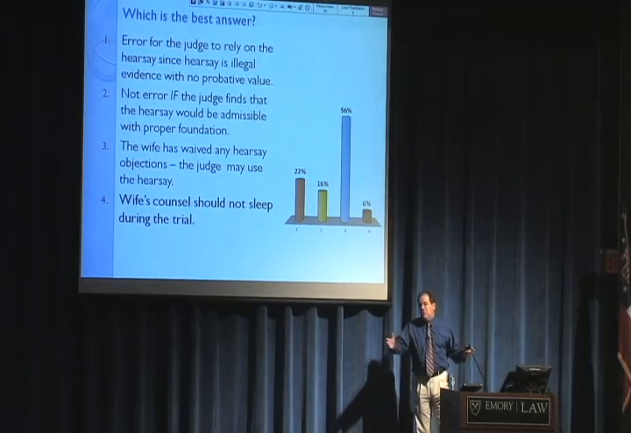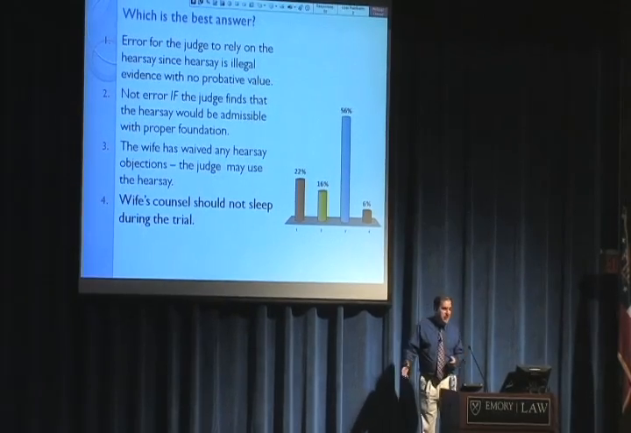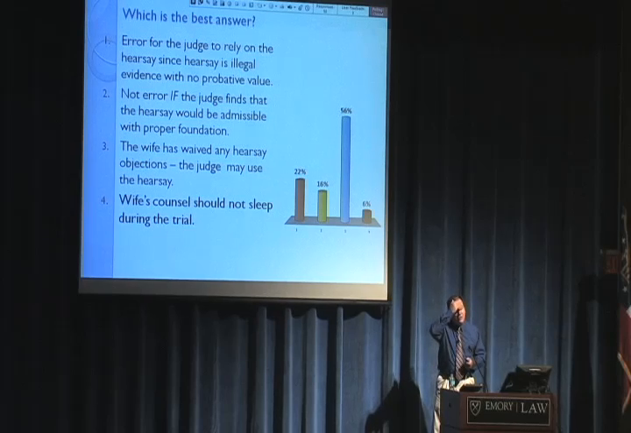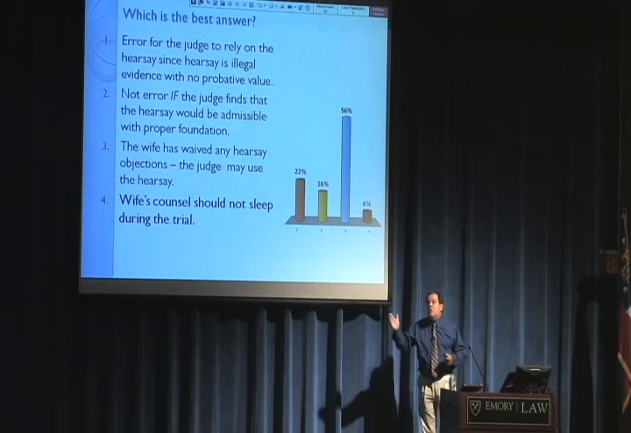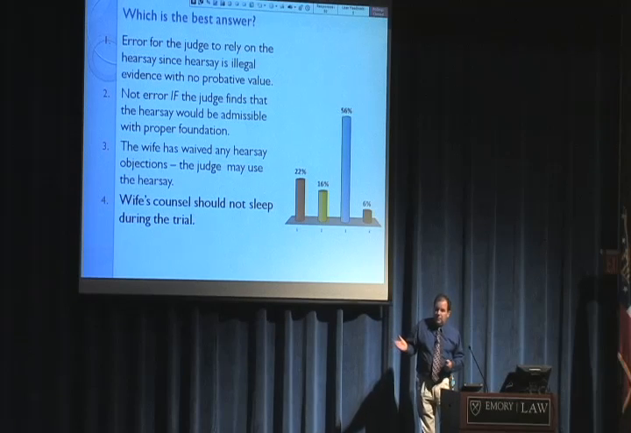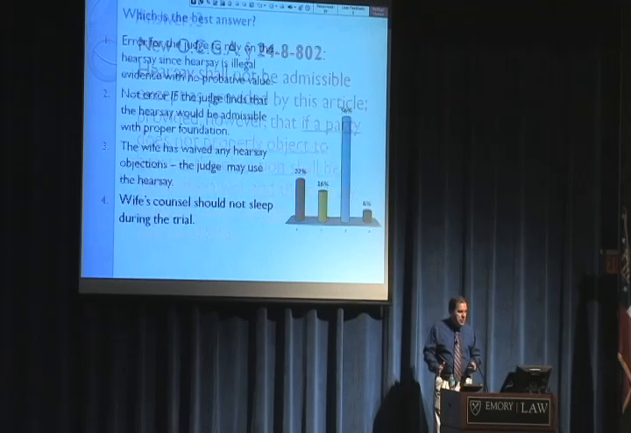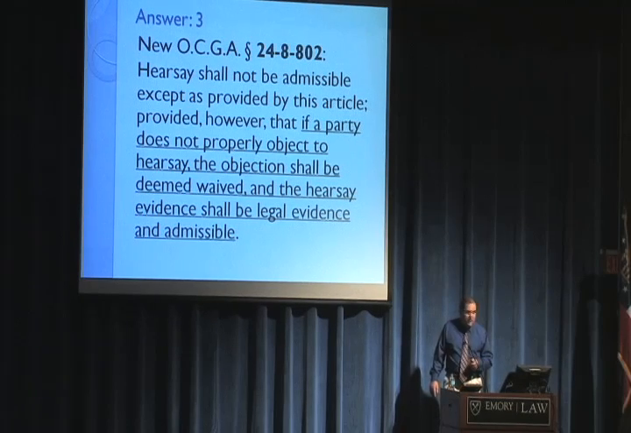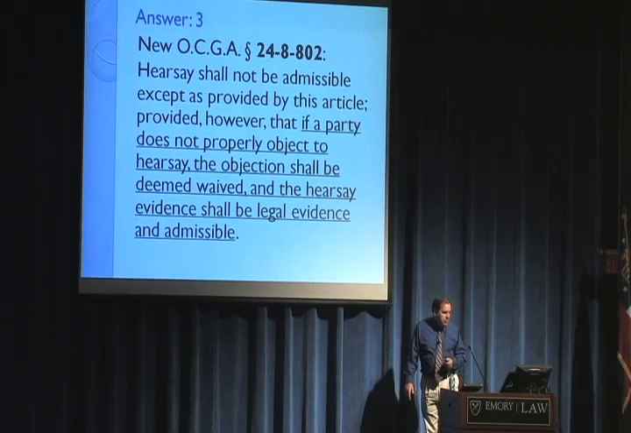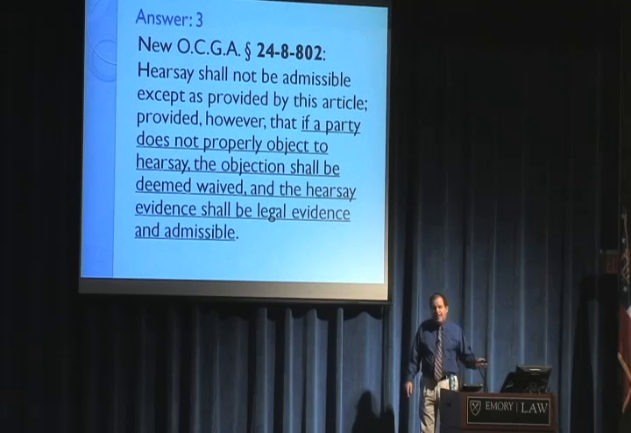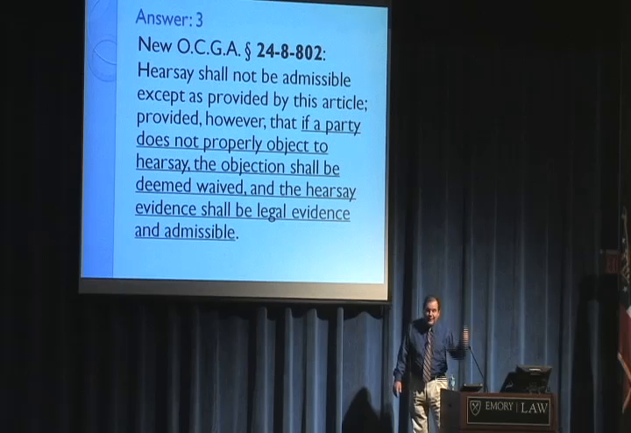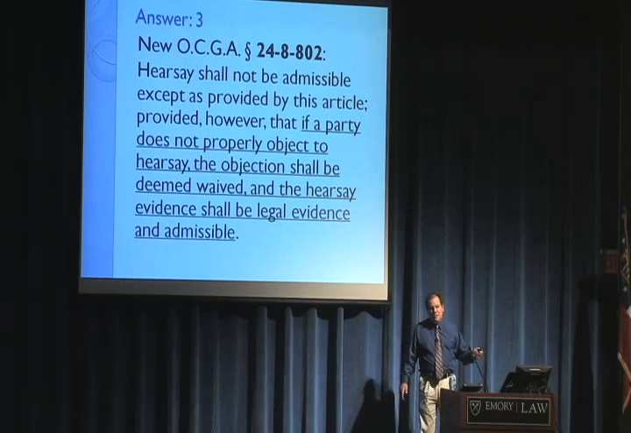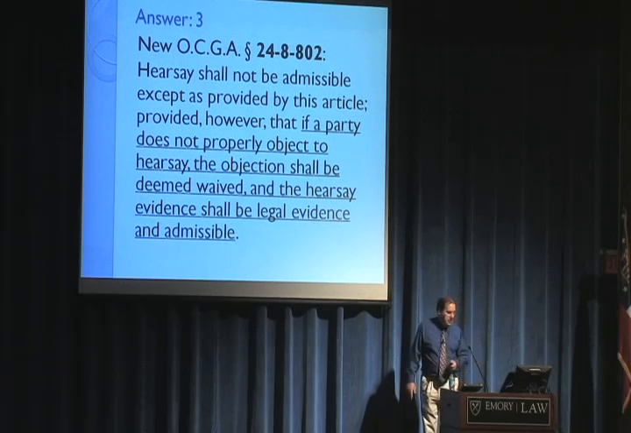Counsel might be sitting there sleeping or not knowing to make an objection, and the juvenile court judge is sitting there going, well, I've got to be careful here. If I rely upon hearsay, even if it wasn't objected to, I could still get reversed. That's no longer the case. It's use it or lose it. If a party does not properly object to hearsay, the objection shall be deemed waived, and the hearsay evidence shall be legal evidence and admissible. We added that to the federal rule to make it completely clear that we were killing this old 19th century doctrine.